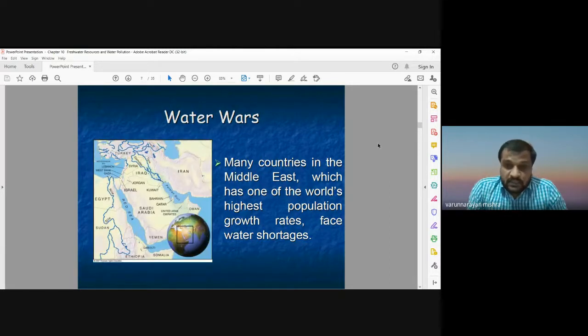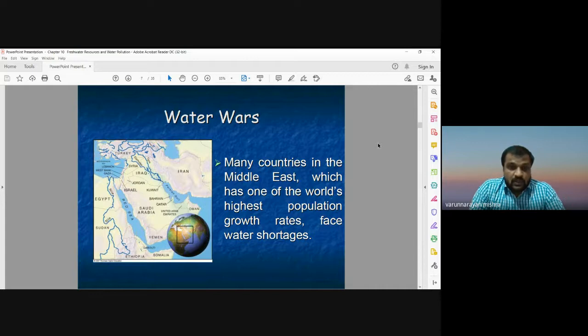So many countries in the Middle East, which has one of the world's highest population growth rates, face water shortage. As we all have heard, the third world war will be for water. So it may be possible in the near future that the third world war will be for water, because availability of water is shrinking. The water resources are shrinking day by day, and population is growing. Population growth is very fast especially in Asian countries and Middle East countries, but they have very little fresh water.